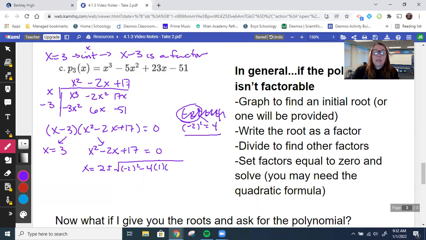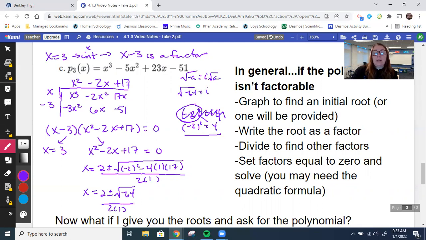Okay, so minus 4 times a times c all over 2a. So this is 2 plus or minus, that would be 4 minus 68, which is negative 64, all over 2a. Okay, so square root of negative 64. Remember, I had said if you have the square root of a negative number, that equals i times the square root of that number. So if I have the square root of negative 64, that means i times the square root of 64, and the square root of 64 is 8. So that's 8i. So this is 2 plus or minus 8i over 2.